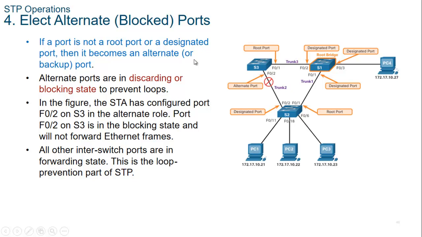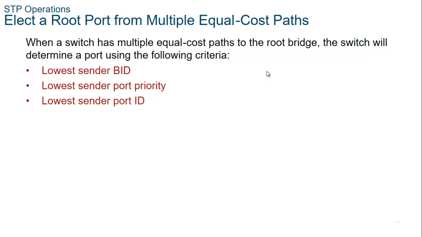forward anything. So what happens when there are multiple equal cost paths? How do you elect a root port? When a switch has multiple equal cost paths to the root bridge, the switch will determine a port using the following criteria: the lowest sender BID, the lowest sender port priority, or the lowest sender port ID.